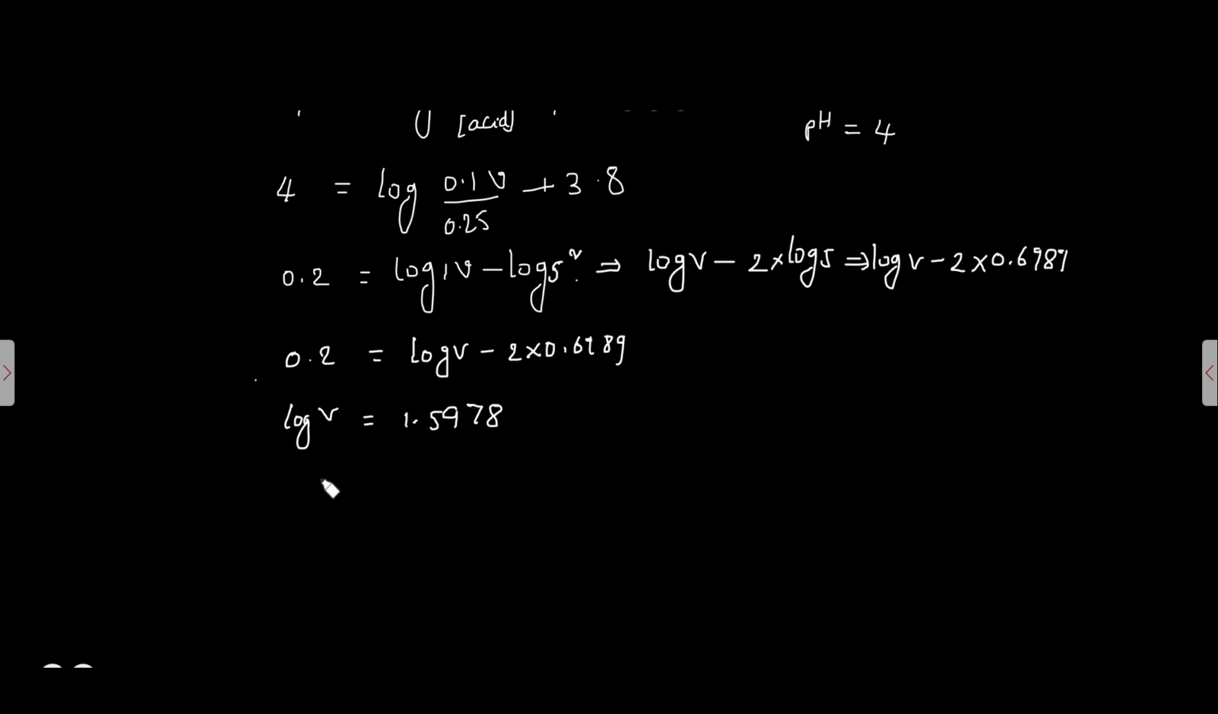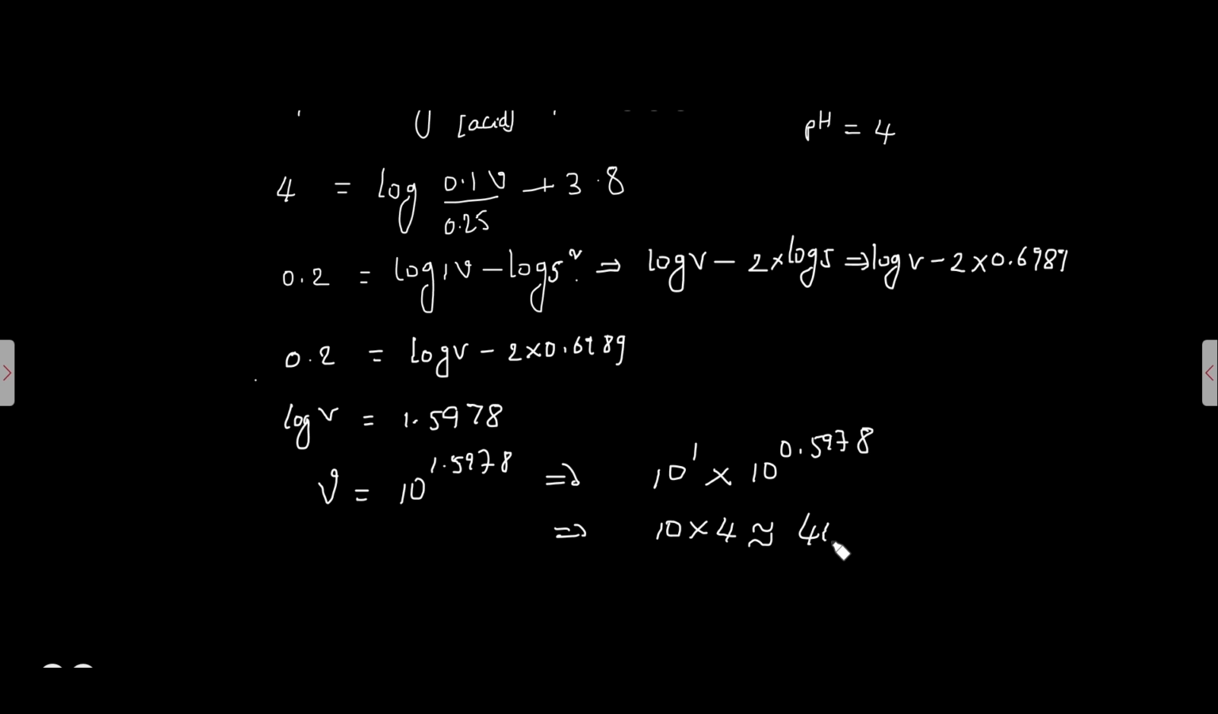But you need to calculate V, right? V equal to 10 power 1.5978, which can also be simplified as 10 into 10 power 0.5978. So this will become 10 into approximately 4, 3.99 something, approximately 4, so nearby 40 ml. So this is the answer. You need to add 40 ml of 0.1 molar formic acid to make the pH 4 buffer here.